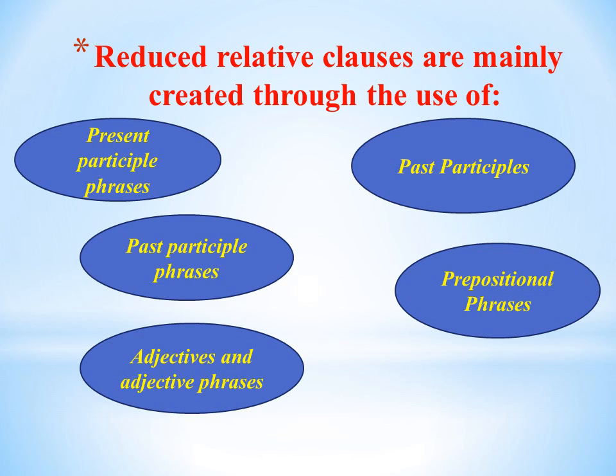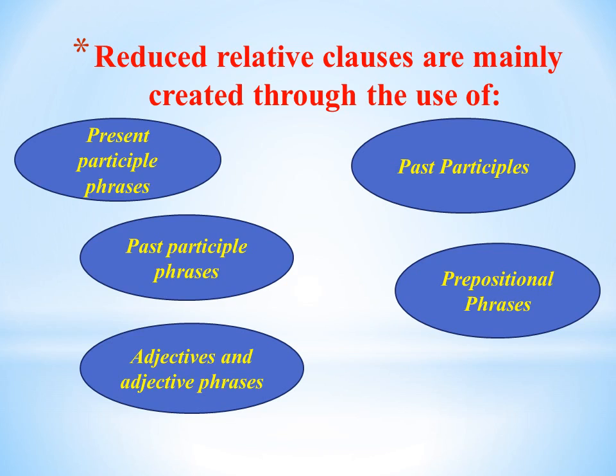There are several types of reduced relative clauses: present participle phrases, past participle phrases, past participles, prepositional phrases, adjectives, and adjective phrases. Types of reduced relative clauses. Relative clauses can also be reduced to shorter forms if the relative clause modifies the subject of a sentence.